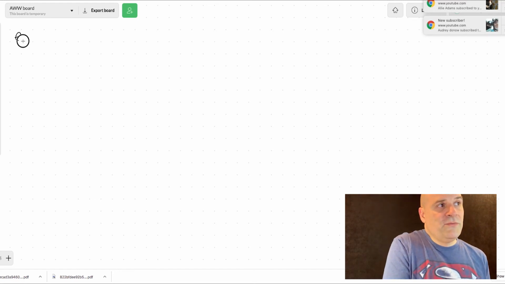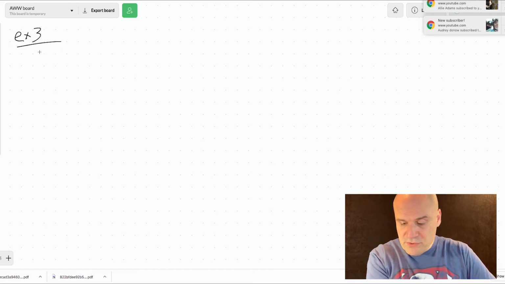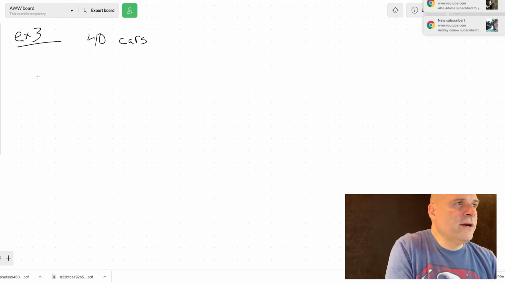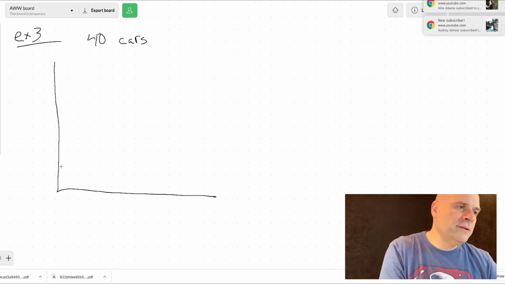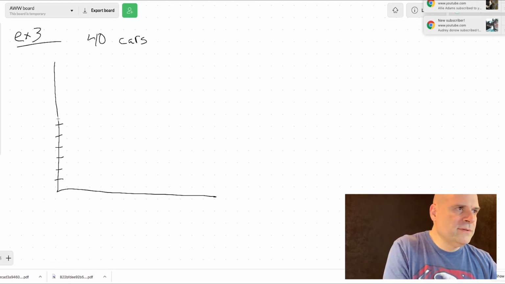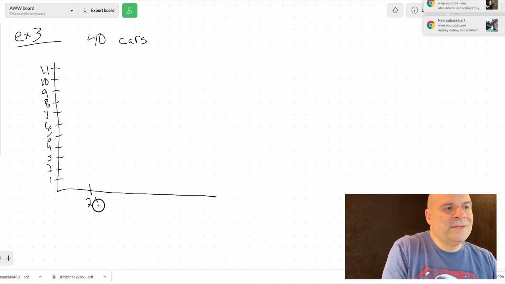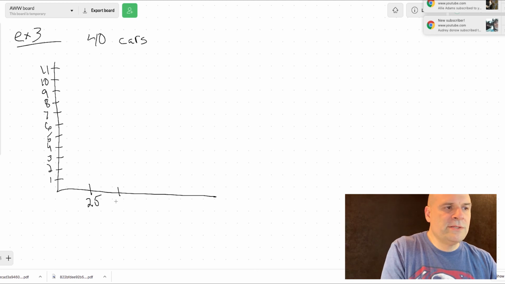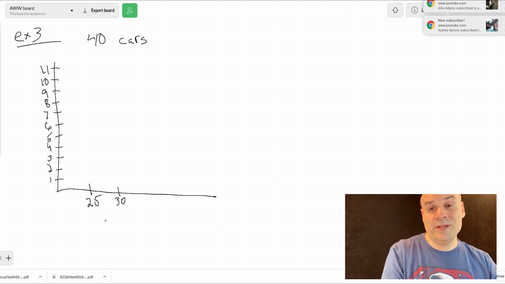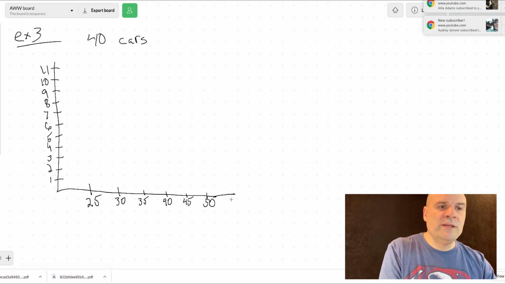Okay, so we're just gonna do example 3. And this is gonna look a little different. It might be a little easier for you. Here's what example 3 says. Okay, so we have 40 cars that passed a checkpoint, and they were clocked at going at a certain miles per hour. Let's say that every car was going at least 25 miles per hour. So there's a certain number of cars that were going in between 25 and 30 miles per hour, a certain number of cars that were going in between 30 and 35, 35 and 40, 40 and 45, 45 and 50, and then 50 and 55.